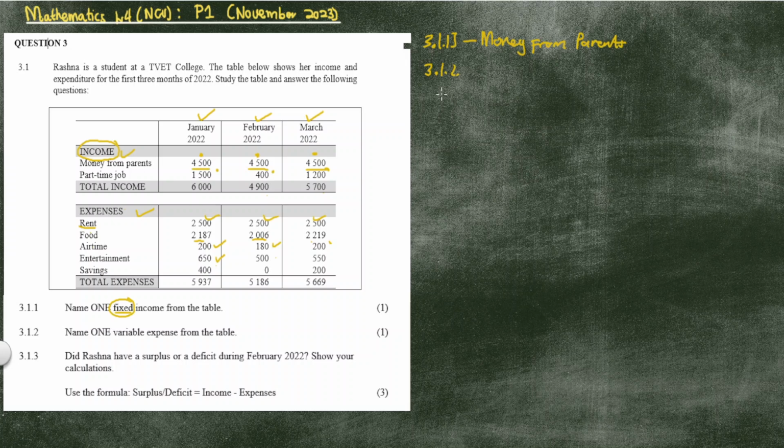Now with 3.1.2, name one variable expense from the table. Name one variable expense. I think all the expenses are changing. All of them are changing except for one, which is the rent. Food is changing. Airtime is changing. Entertainment as well as savings. You just need to list one. It could be any of the four. So I would list savings as a variable expense.